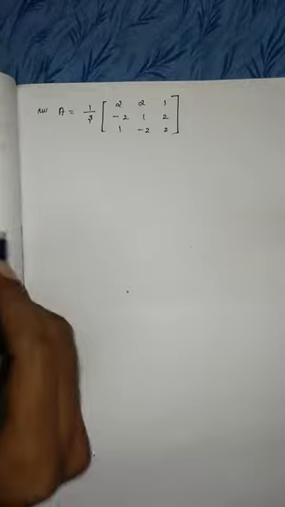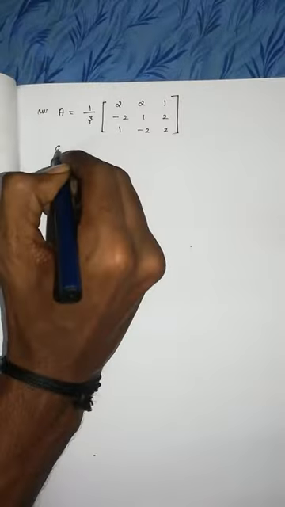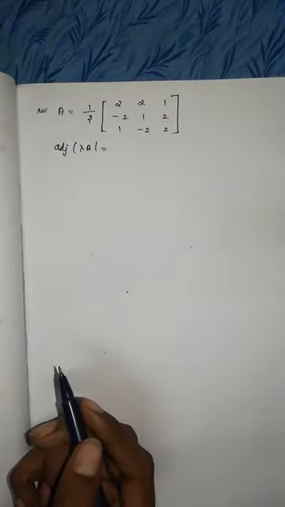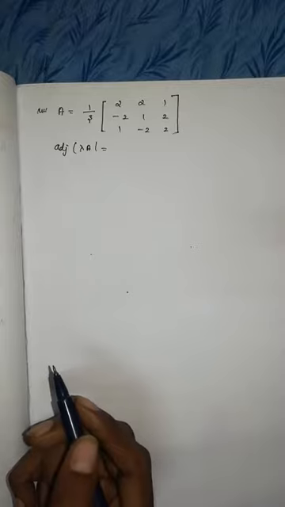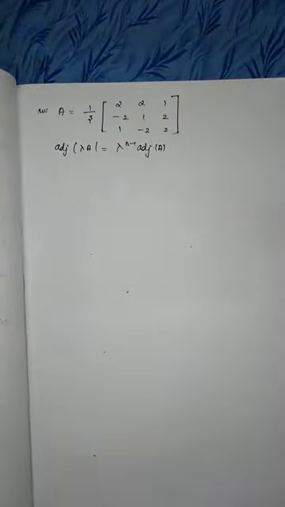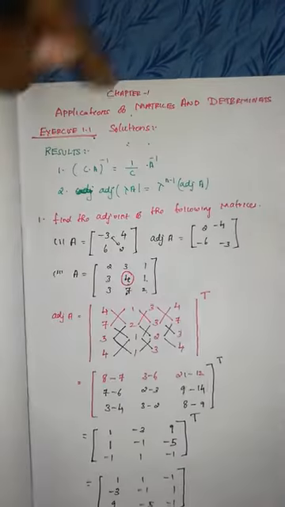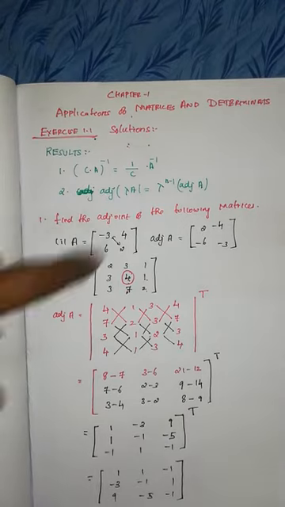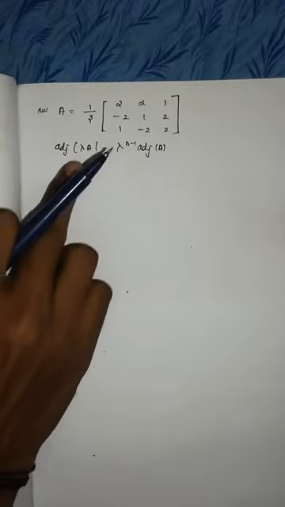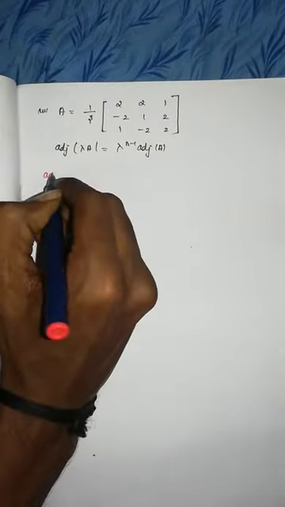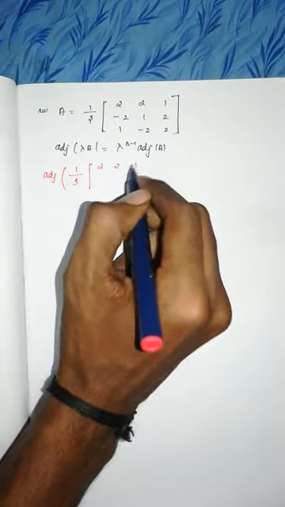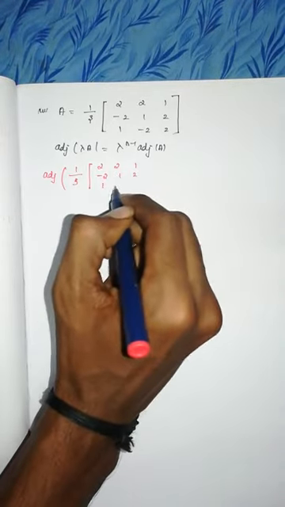இப்போ நீங்கள் பார்த்தீங்க அப்படின்னா we already know one result, adjoint of lambda A, where lambda is any constant. Constant ஒரு number. So adjoint of lambda A is equal to lambda power n minus 1 into adjoint of A. So this is a result which I wrote at the starting. So when you compare this, I want to find adjoint of 1 by 3 times 2 2 1, minus 2 1 2, 1 minus 2 2.